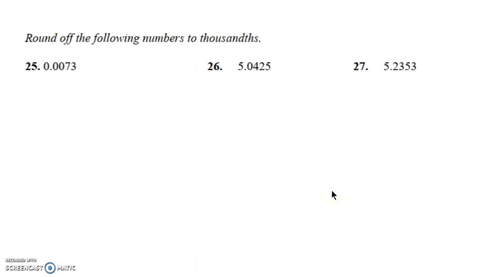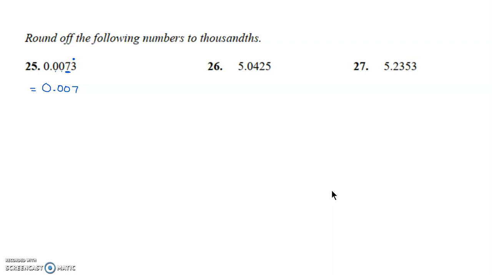In our next section, we're rounding to the thousandths place. That's our third position. Tenths, hundredths, thousandths. So in number 25, we're going to the 7. We look next door, it's a 3. That's not going to push that 7, so we have 0.007.